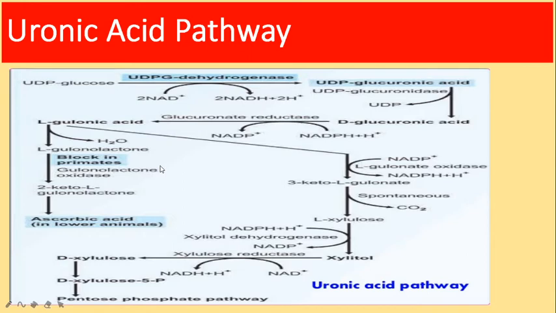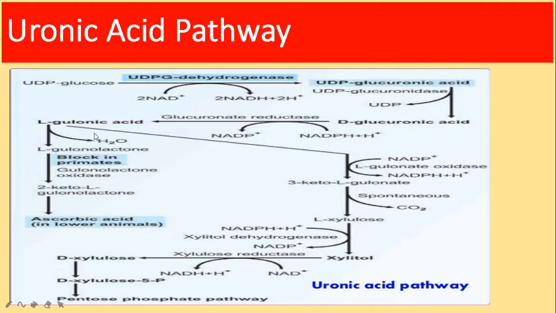Glucuronic acid is reduced into gulonic acid, or gulonate, in the presence of the enzyme glucuronate reductase, which involves NADPH. This NADPH is given by the HMP pathway, to form a product called gulonate or gulonic acid. Then this gulonate will be converted into ascorbic acid and xylulose in separate reactions.